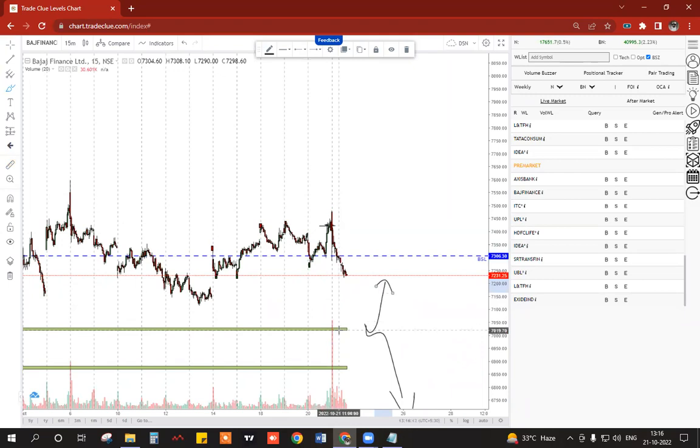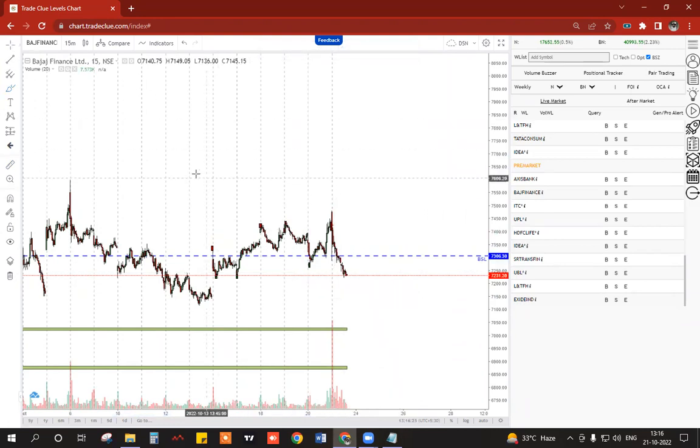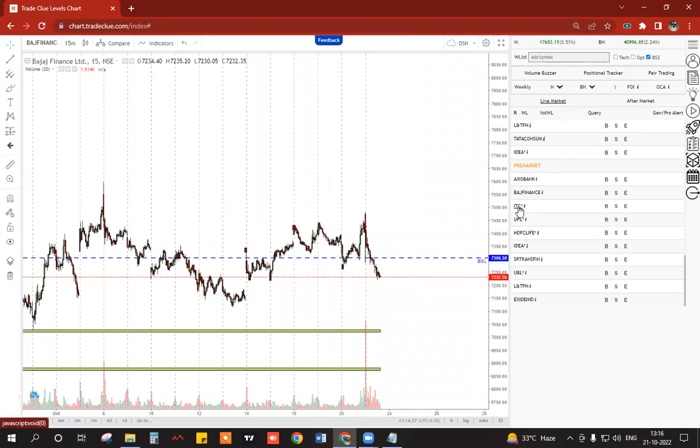So the stocks which have bands nearby to your yesterday close, or nearby to your previous day highs, or nearby to your range basically, and the stock is opening slightly up, that is pretty much a good setup for you guys to take your trade. So Bajaj Finance was there.